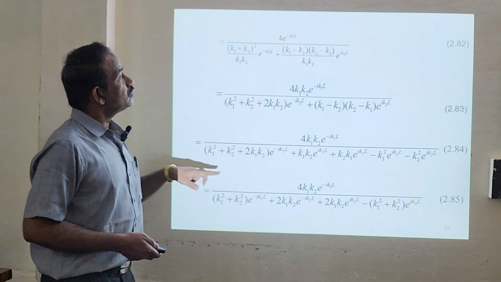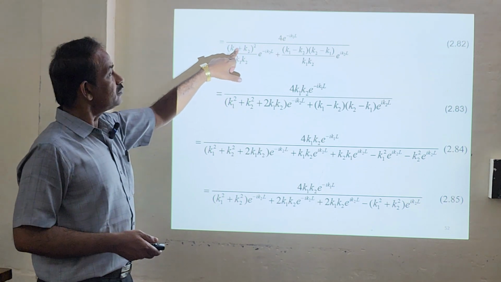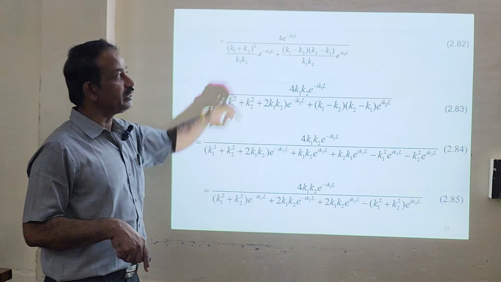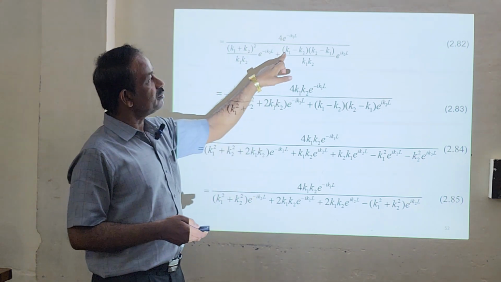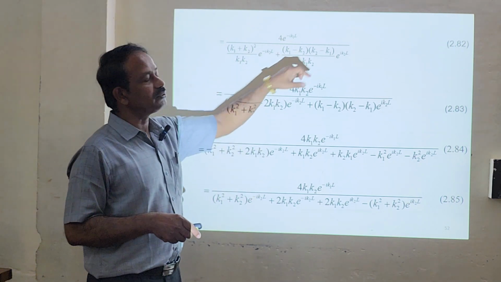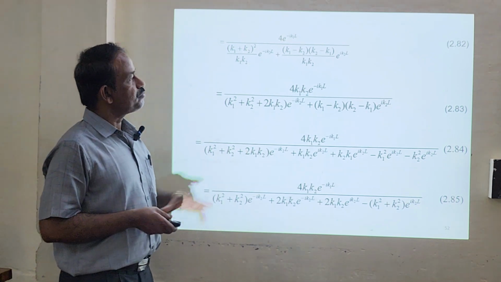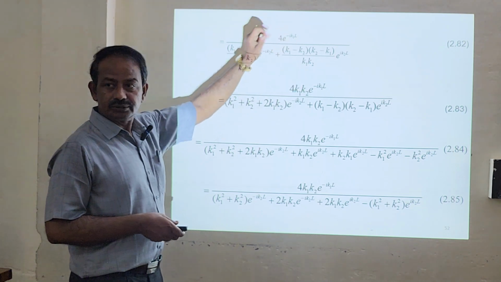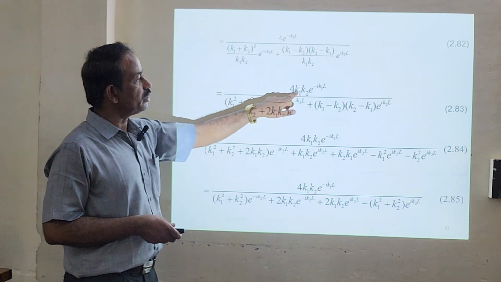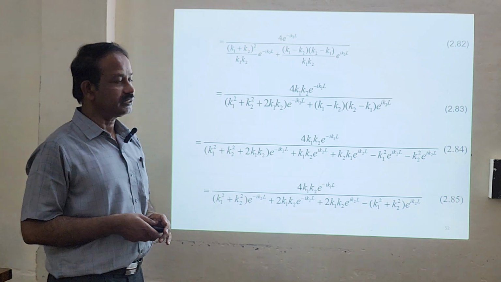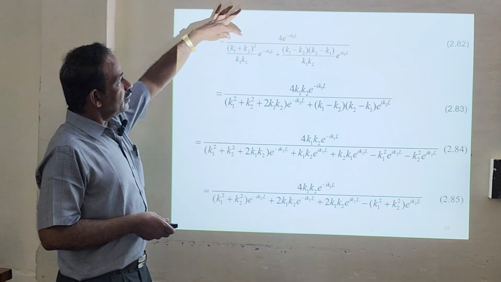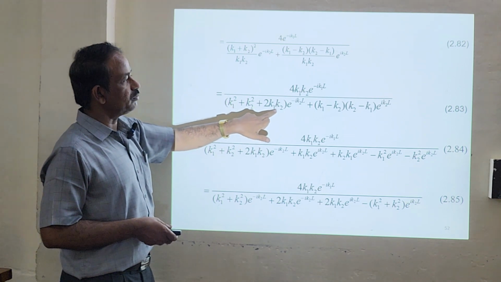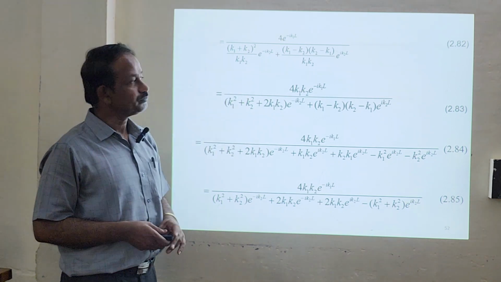When you square this term in the denominator, k1 plus k2 whole square divided by k1 k2 e power i k2l. This term I have written as it is, k1 minus k2, k2 minus k1. So again take the LCM k1 k2. Here also we have k1 k2, I can bring it to the numerator. So this will become 4 k1 k2 e power i k1l divided by a plus b whole square formula. So you have k1 square plus k2 square plus 2 k1 k2 e power i k2l.